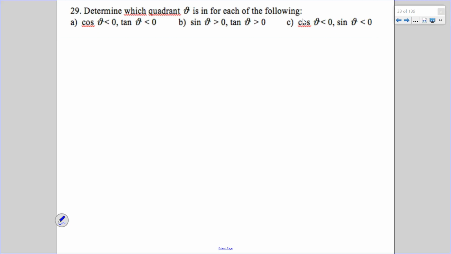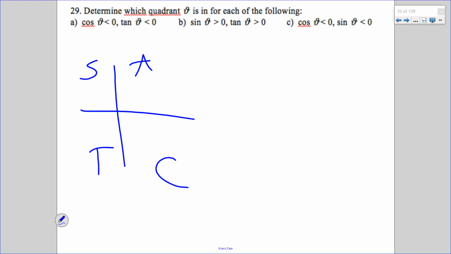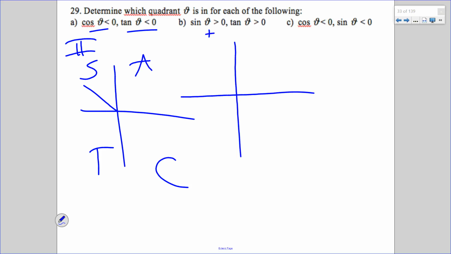To determine which quadrant an angle's in, all students take calculus. Cosine is negative, tangent is negative. That means that sine must be positive. It must be in quadrant 2. Sine is positive, tangent is positive. The only quadrant where they're both positive is quadrant 1.